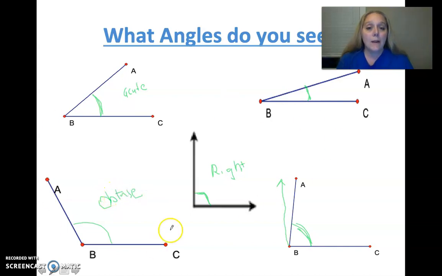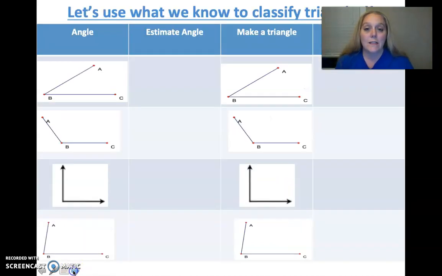All right, so how are we going to use this knowledge to help us classify triangles? That's what we're going to look at today. This looks very similar to the Google assignment that you guys have, and we're going to go through how to think about this. When you have an angle, you should be estimating what that angle is in degrees. We're going to practice that. And then, knowing these different types of angles, we're going to make triangles to help us classify those triangles by angles.